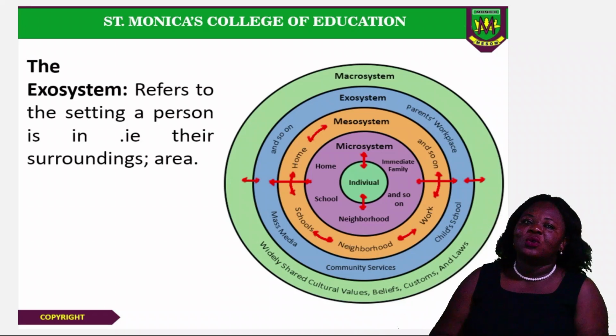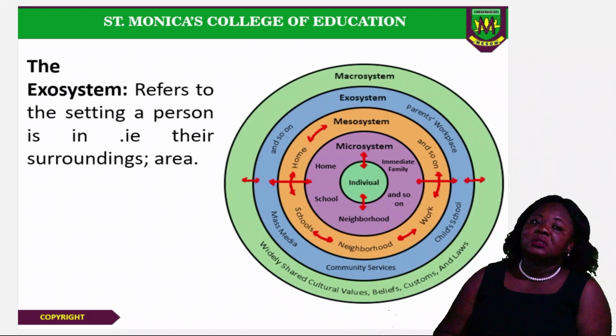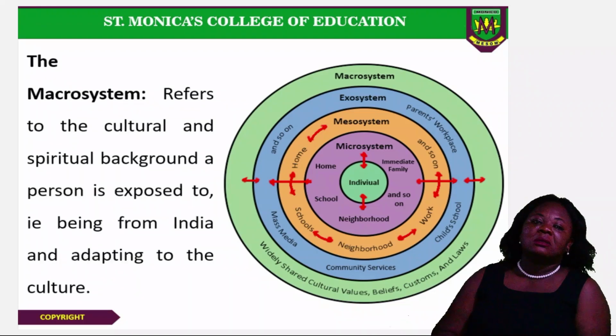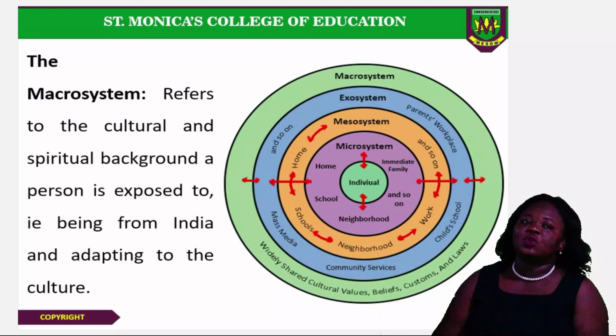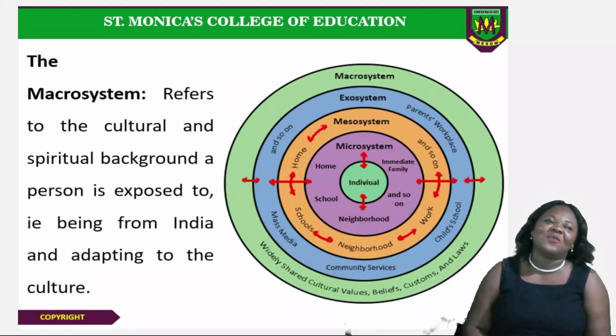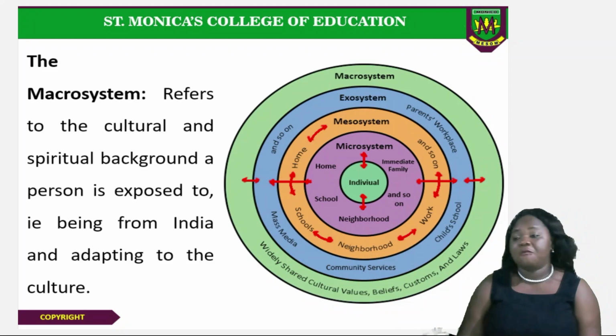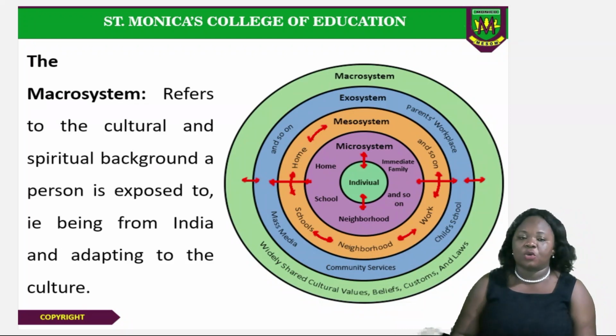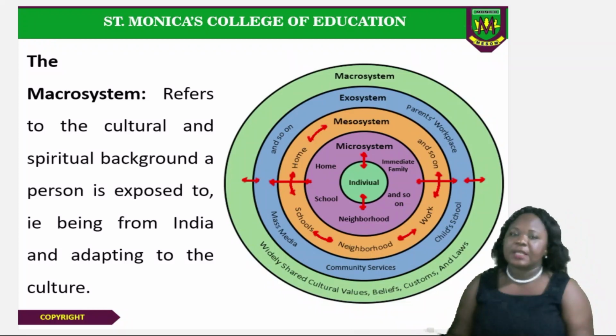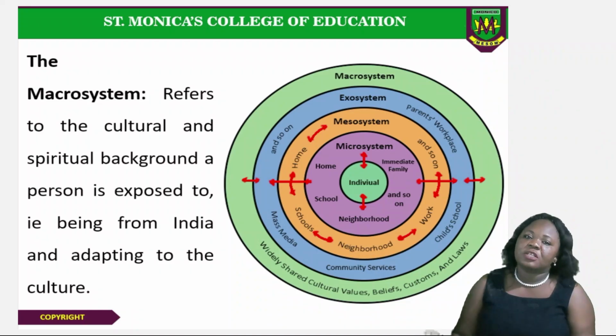And then the last one, we look at the macrosystem. That is the culture and the spiritual background the person is exposed to. We talked about the laws, we talked about the values. The bigger level of the ecosystem refers to the cultural and spiritual background that the person is exposed to, and it involves the cultural values, the beliefs, the customs, and the laws that are used in governing that nation, that community, or that society, and that also affects the child either negatively or positively.